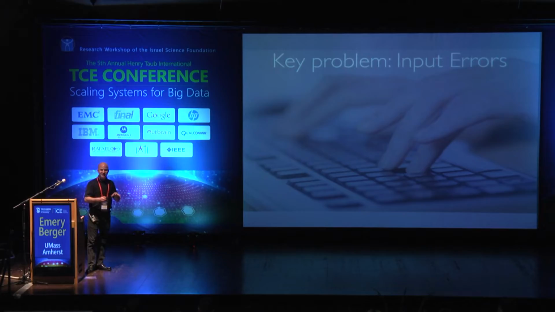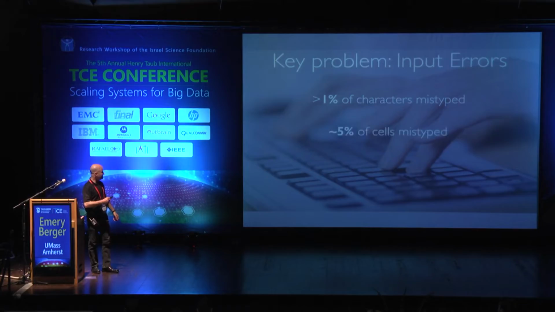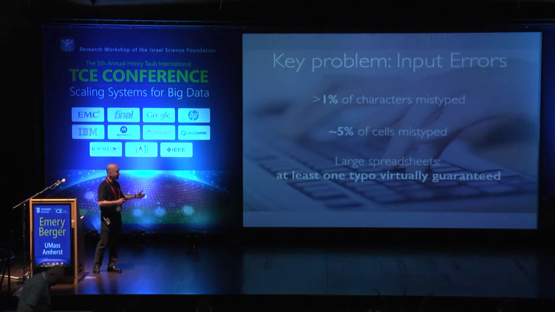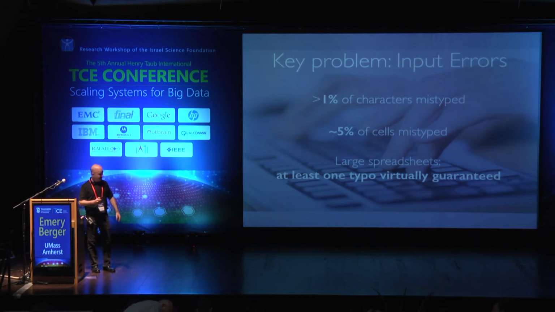So when people are typing things, they make mistakes. So it turns out, and this is something that we validated ourselves independently, but these are numbers that seem to hold true, at least 1% of the characters that people type are wrong. Now, 1% may seem like a low number, but when you have thousands and thousands of numbers that are being entered, it's actually a pretty high rate. And this translates to about 5% of cells being mistyped. So that means really, if you have a spreadsheet above any reasonable size, you're virtually guaranteed that there's some typographical error. All right? And of course, this is, like I said before, not the only source of errors.